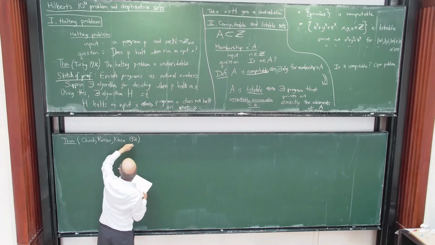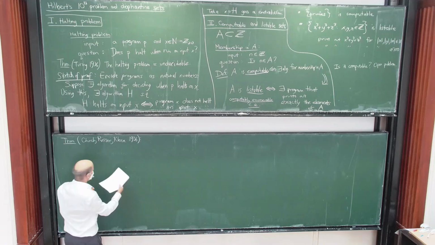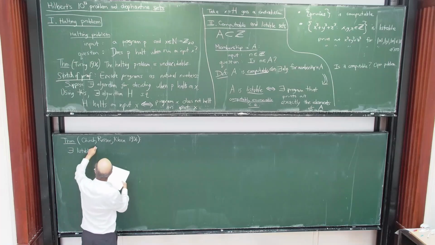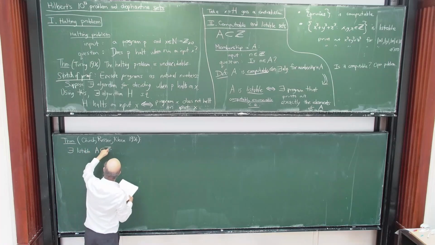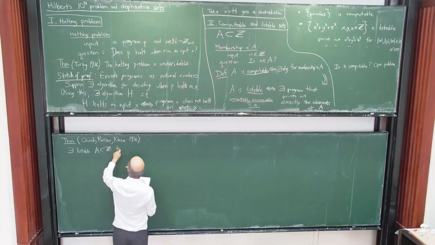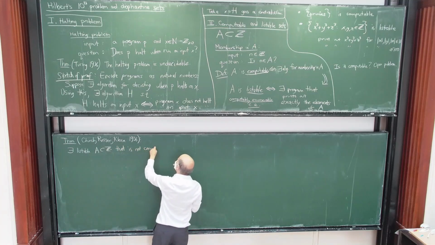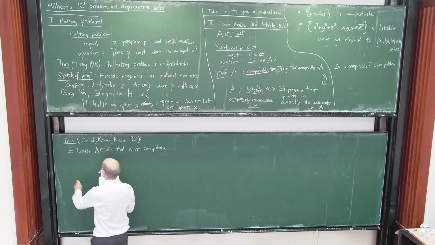So anyway, this is also something from a long time ago, from the beginnings of recursion theory or computability theory. There exists a listable subset that is not computable.